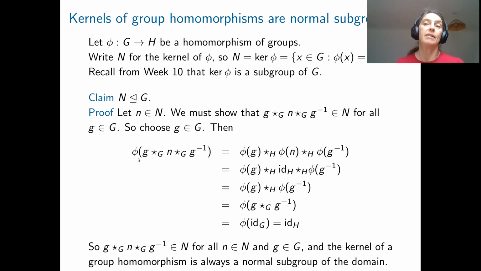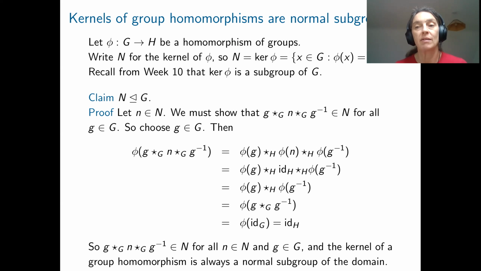And the conclusion then is that because N, the kernel of phi, is a subgroup of G that contains all conjugates of all of its elements, it is a normal subgroup by definition. So the kernel of a group homomorphism is always a normal subgroup of the domain. It's not just a subgroup, it has this extra additional property of normality. And why that's important, we have already seen last week, but we haven't put all the pieces together yet. And that's what we'll do in the next section.